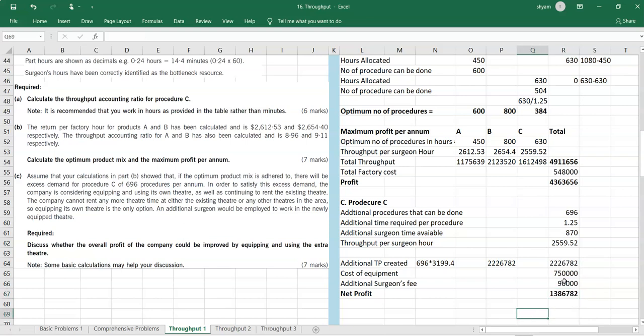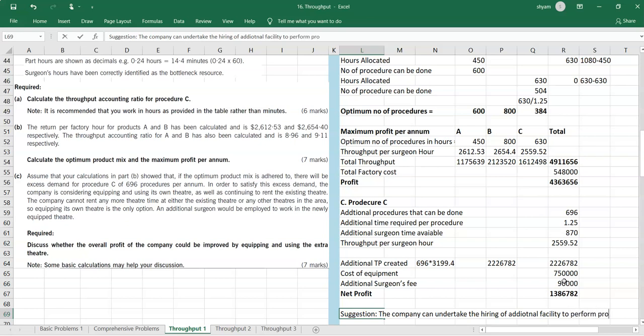As the answer is positive, we can suggest the company can undertake the hiring of the additional facility to perform procedure C.